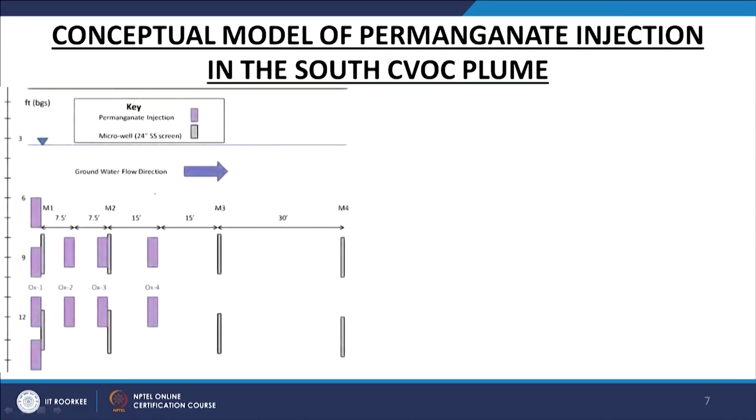So, the conceptual model of permanganate injection. Here this is the side view. Here is the groundwater table, this is the surface, and the groundwater flow direction. This legend tells us that the purple colored slots are the permanganate injection points. As you see, they injected it at multiple depths, around 6, 9, 12 and maybe 14 feet below the ground surface, and also at different locations along the groundwater flow. And then obviously you see the different monitoring locations too.